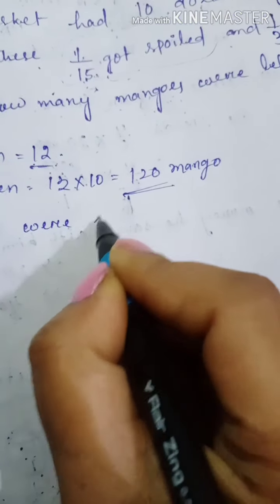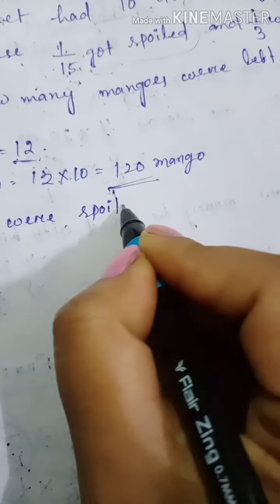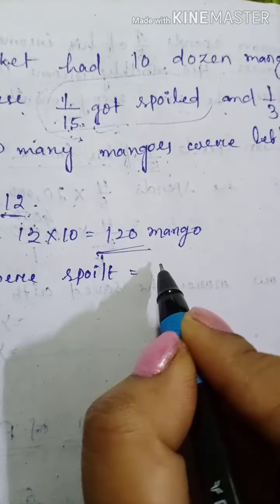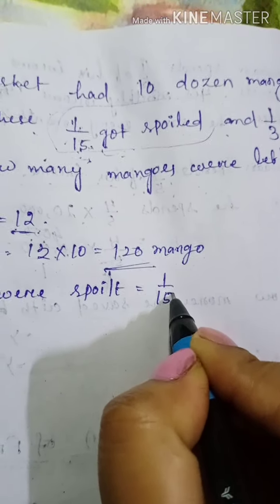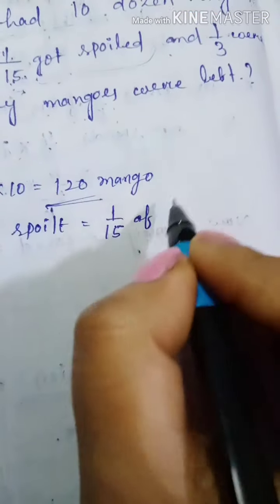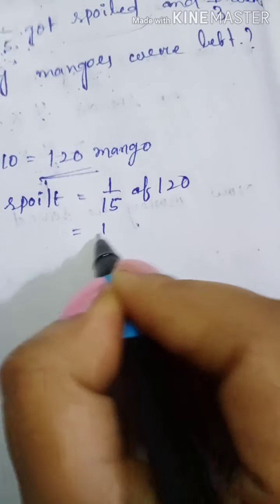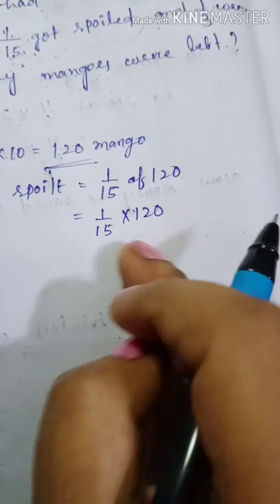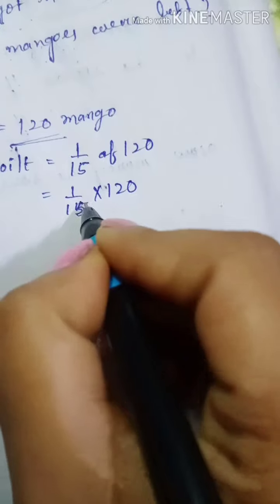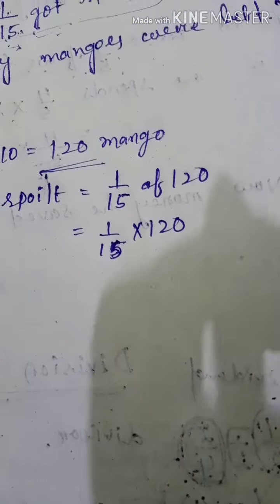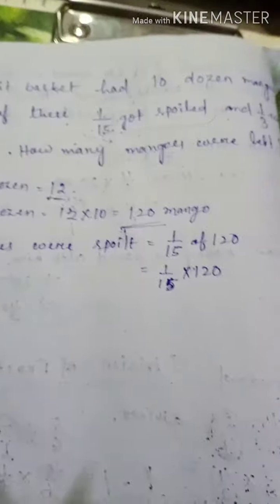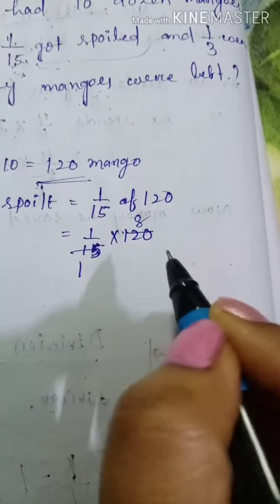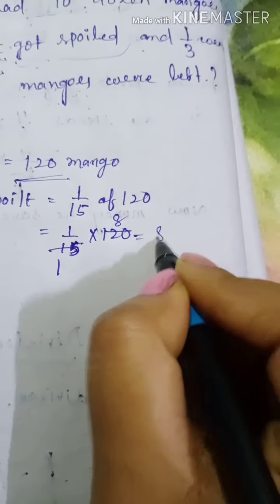Mangoes that were spoiled is equal to how many? 1 by 15 of 10 dozen, which is 120. That means 1 by 15 into 120. Okay. So we first have to work out the answer. What answer are we getting? Can you tell? See, 15 1s are 15, 15 8s are 120. How many mangoes were spoiled here? 8 mangoes.